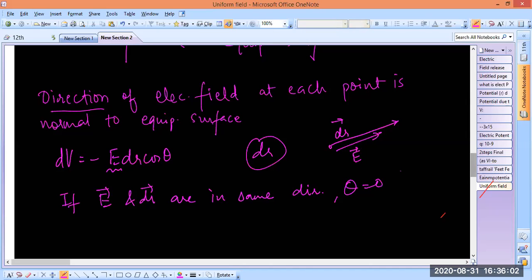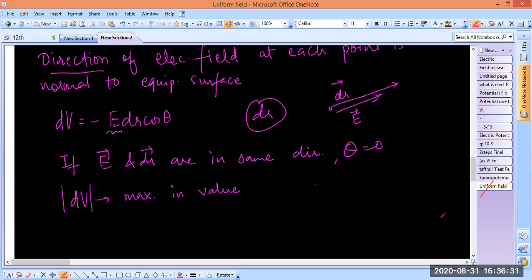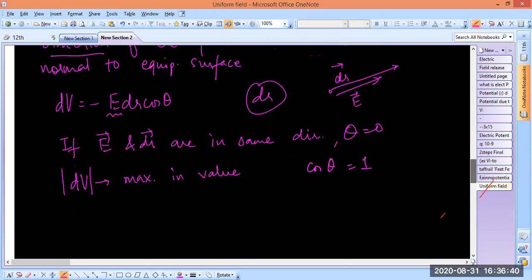Now if theta is 0, do you realize that dV, which is equal to minus E dr cos theta, is going to be maximum in value, that is, in magnitude? But I don't really like to put magnitude, I just put modulus here. So modulus dV is maximum in value. Why maximum? Because if I put theta as 0, I'll get cos theta as 1. So if cos theta is 1, then modulus dV is maximum in value, and that would mean that decrease in potential.